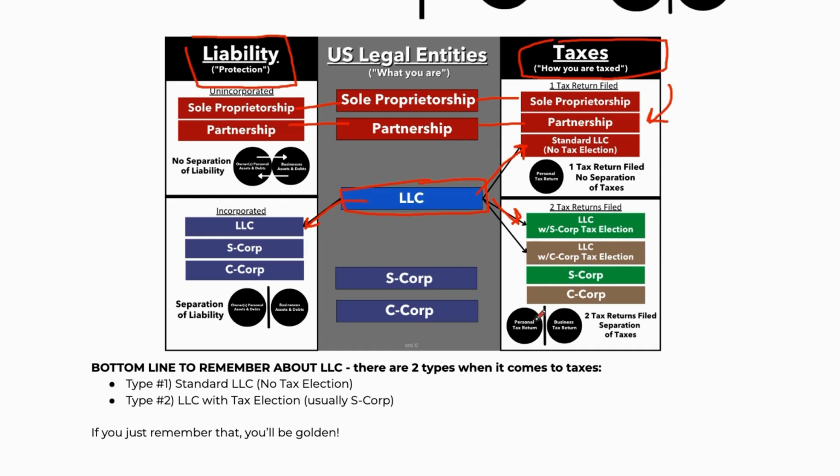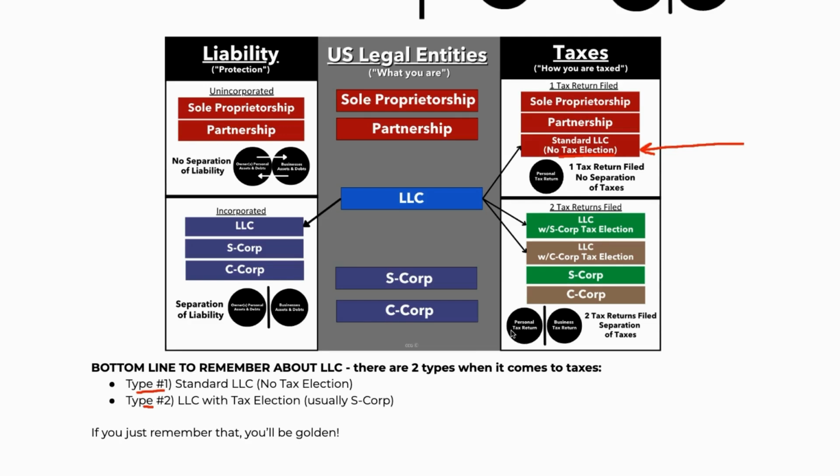Essentially, you just got to know that when it comes to taxes, with an LLC, there are two types. It's either going to be a standard LLC, in which there is no tax election. Let me go ahead and clear that so you can see a little clearer. A standard LLC is like, I first opened my LLC, I did not do a tax election. That is the first type. The second type is, I filed a tax election with the IRS for my LLC to be taxed like a C Corp or an S Corp. Normally it's going to be an S Corp filing.